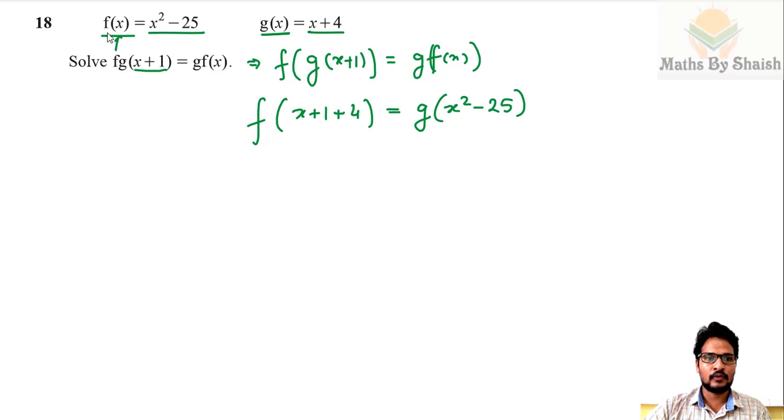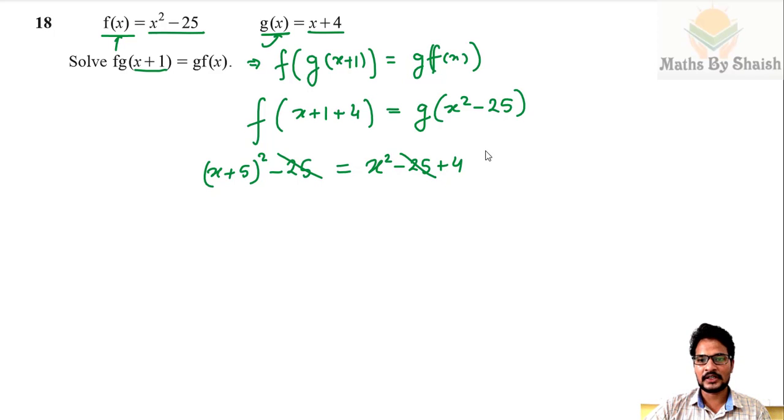So we will again use the function f(x). When the input for f was x, then it was x square minus 25, input square minus 25, and here it is x plus 5, so it becomes (x plus 5) whole square minus 25. Similarly here in g, when the input is x, then it is going to be x plus 4. Here the input is x square minus 25, so it is x square minus 25 plus 4. And then we can see these two got cancelled, because otherwise we can transfer it here also, then also we can get these two cancelled.